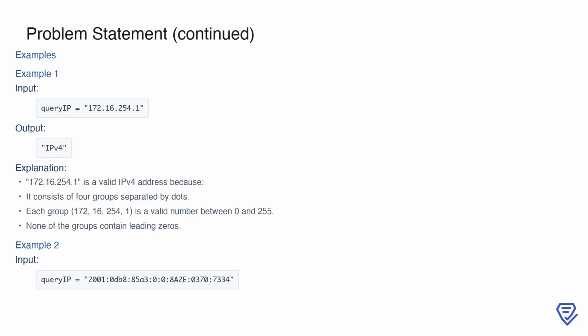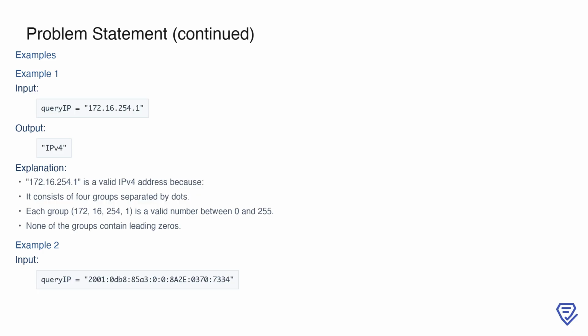To better understand these rules, let's look at some examples. For the input queryIP equals 172.16.254.1, the output is IPv4. This is because the string meets all the criteria for a valid IPv4 address. It has 4 groups separated by dots, and each group, 172, 16, 254, and 1, is a valid number within the range of 0 to 255. Additionally, none of the groups have leading zeros, so the address is valid.